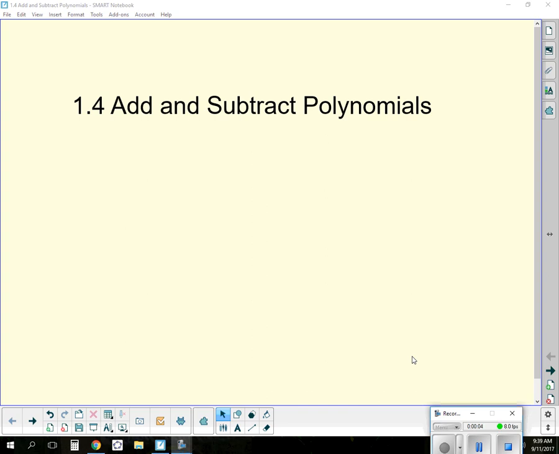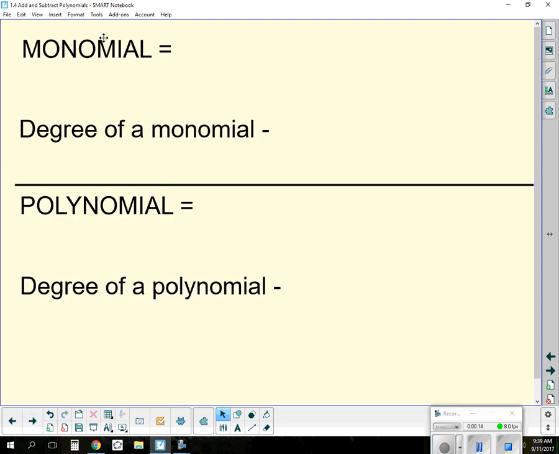We are on 1.4, add and subtract polynomials. Well, in order to add and subtract them, we have to know what is a polynomial. And before we get to polynomials, let's start with monomials. You're going to have to pause this video as we go, write down some definitions.